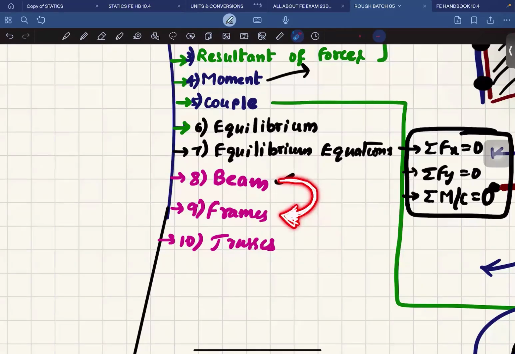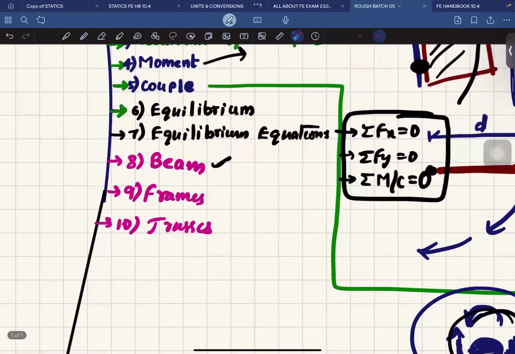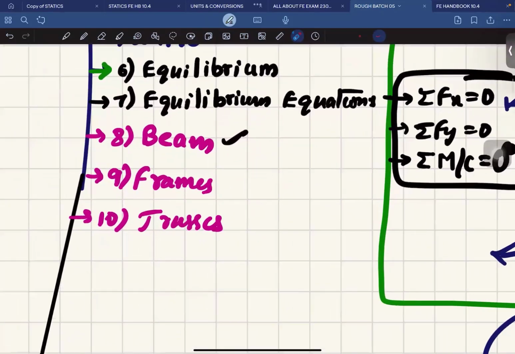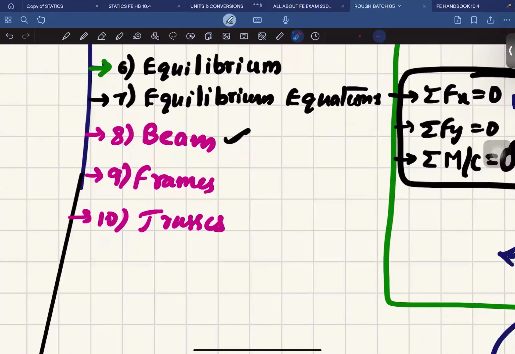Can you say what frames are? Any better answer, please? Column and beam. Basically, a combination of beams and columns. Perfect. Most of you have answered. It's a combination of columns plus beams.